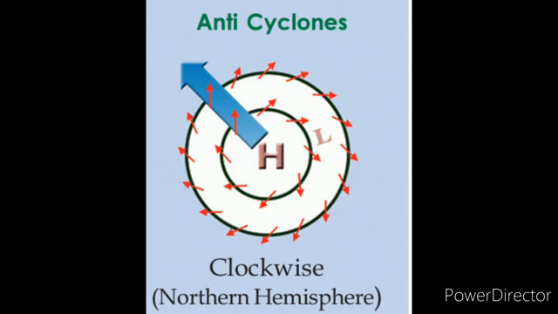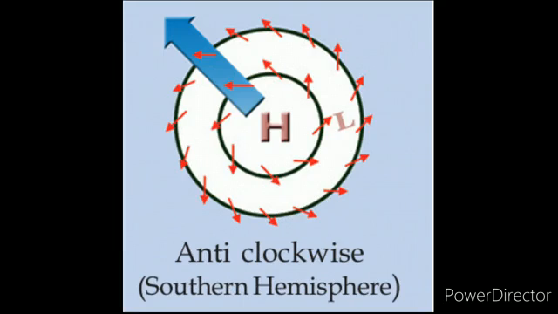Look at the screen again, which describes the anticyclones. Very strong whirlwinds blow from the high pressure center to the surrounding low pressure areas. Due to the Coriolis effect, the pattern of the winds in anticyclones is clockwise in the northern hemisphere and anti-clockwise in the southern hemisphere.